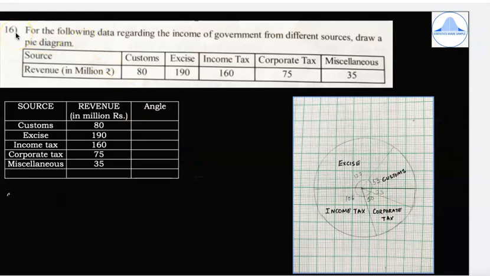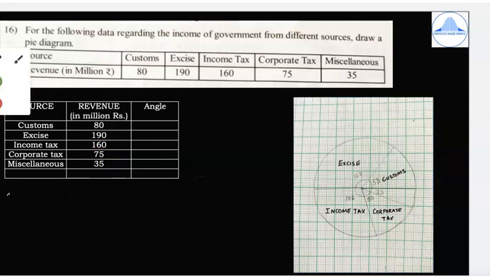Starting with the 16th question, for the following data regarding the income of government from different sources, draw a pie diagram. The given table in the question paper, I have formed it in a column format. So in the first column, we have the sources as customs, excise, income tax, corporate tax, and miscellaneous. In the second column, I have revenue in millions of rupees as 80, 190, 160, 75, and 35.